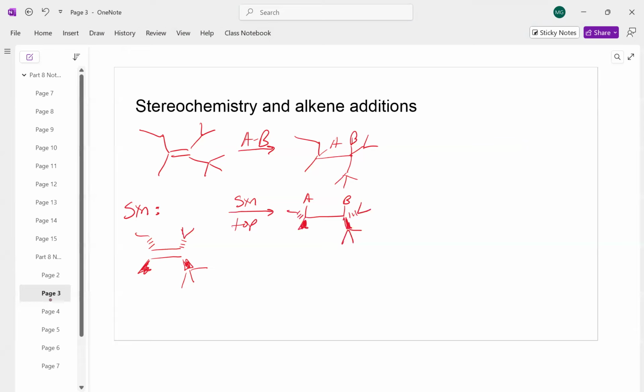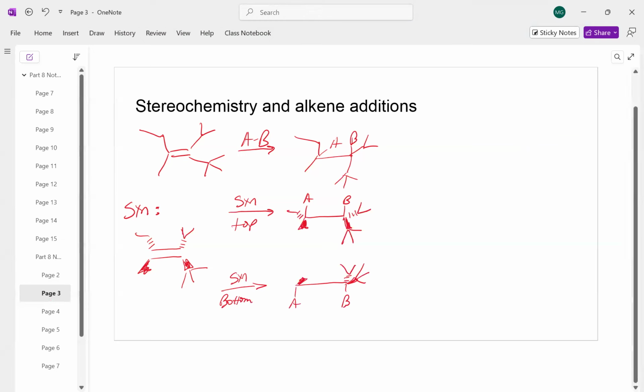Now, what does this look like if A and B add to the bottom face? So now A will be like this, B will be like this. Well, I'm just going to push things up a little bit. Tert-butyl will look like here, and then the isopropyl will look like that. Methyl group here like this, and then the ethyl group like that.